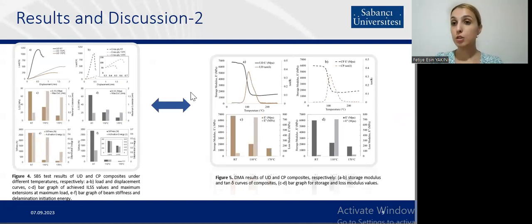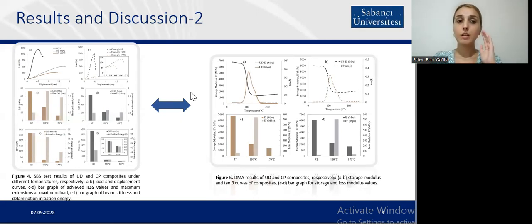In the second part of the results and discussion, I want to show the short beam strength test and the dynamic mechanical analysis test, and compare the static and dynamic mechanical results with each other. In the first part, in figure 4, you can see the ILSS result.